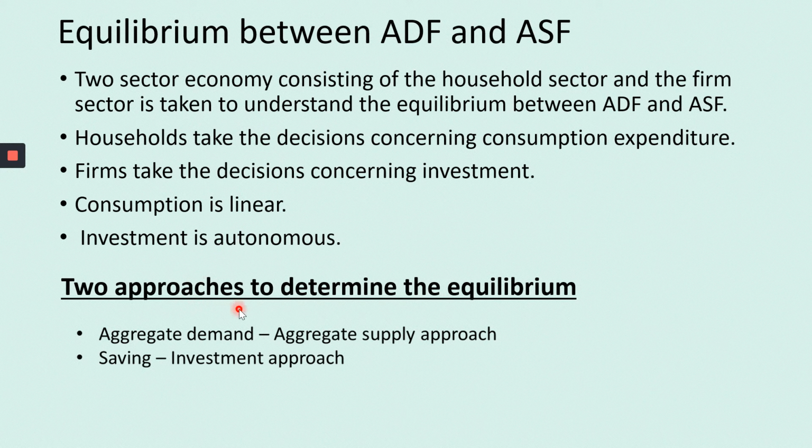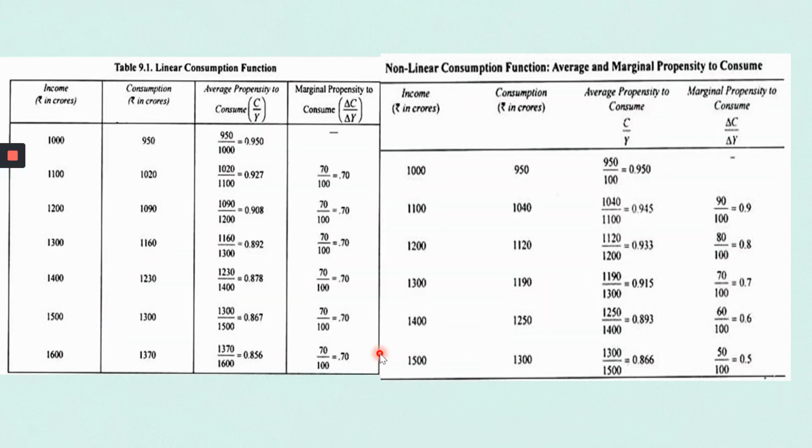Second one, there are two approaches: the aggregate demand, aggregate supply approach and the savings investment approach. But here in our textbook, it has been made very easy for you, and as they have given only one approach, we will be studying only the aggregate demand, aggregate supply approach. So here equilibrium is determined through the aggregate demand and aggregate supply approach.